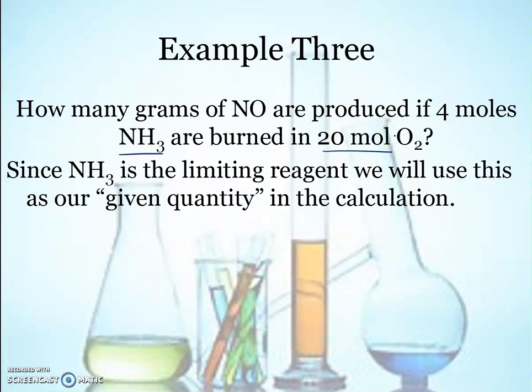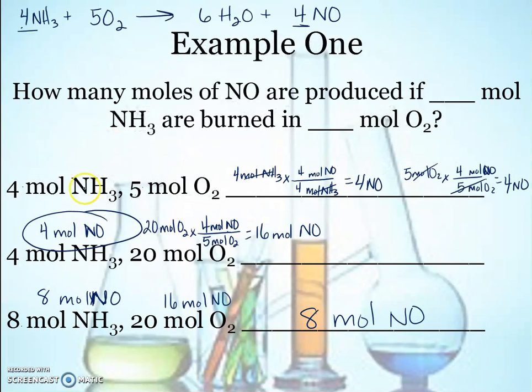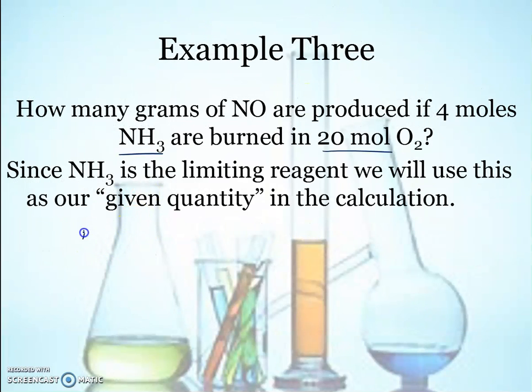All right, well, if we go back and look, we have 4 moles and 20 moles. We said the most that we can make is 4 moles of nitrogen monoxide, right? Because NH3 is our limiting reagent. We have to use this as our given quantity in the calculation. We kind of just ignore this for now. We might need it to come back, but we're just going to ignore it for right now.